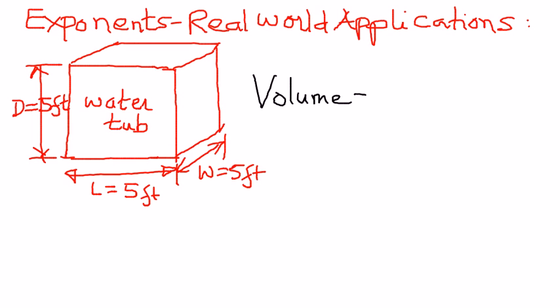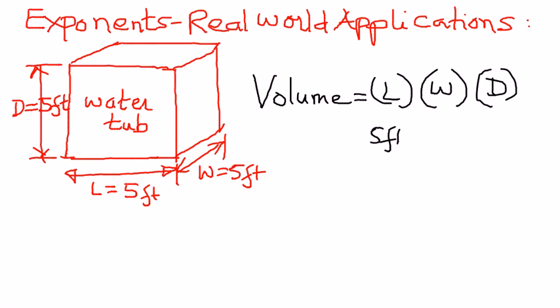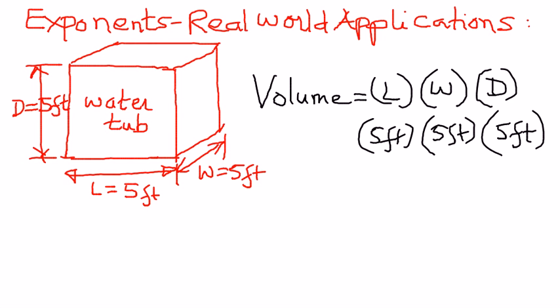Volume is equal to the long side times the width times the depth. The long side is 5 feet long, the width is 5 feet wide, and the depth is also 5 feet deep. So all the dimensions are 5 feet. Therefore, we can figure out the total volume, or we can write it out in terms of exponents.